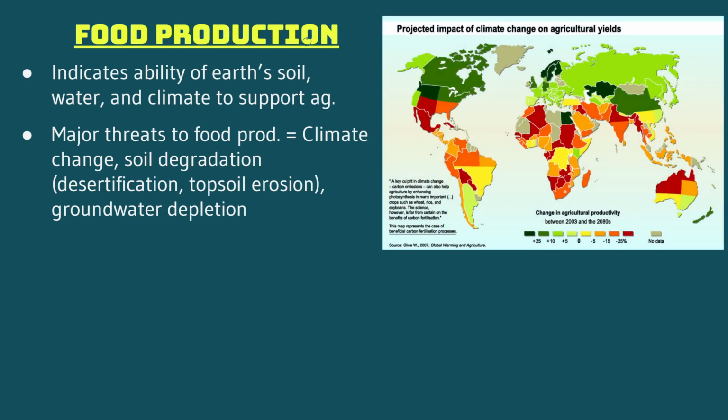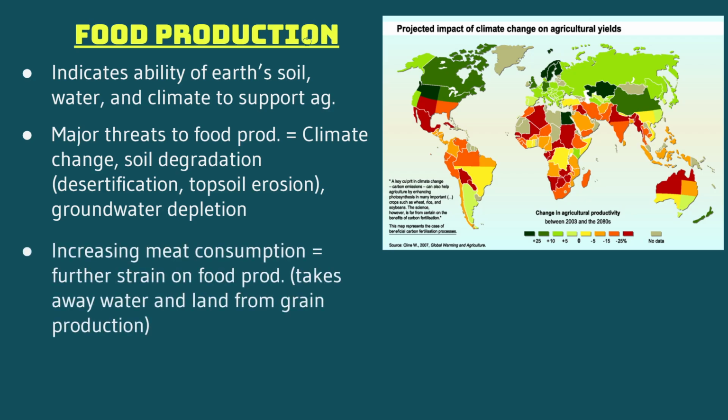Let's look at a projected impact of climate change. We can see that a huge portion in the world, especially around the equator, huge parts of Africa and South America, parts of the United States, are all projected to have declines in agricultural yield as climate change advances. That is because this area of the Earth is going to warm considerably, causing soils to dry out and making it less suitable for agriculture.